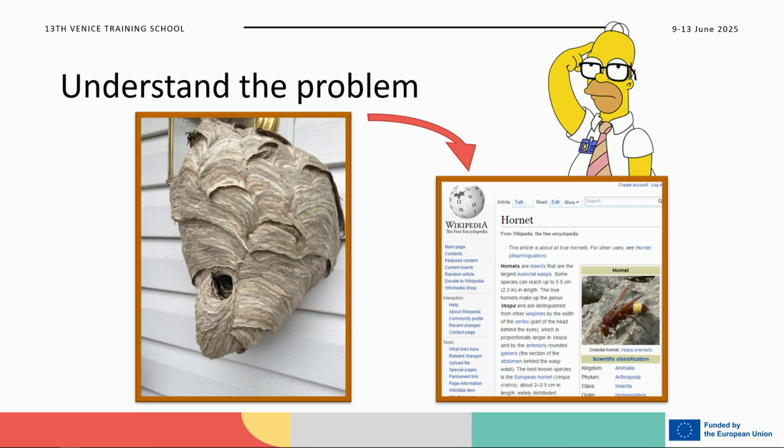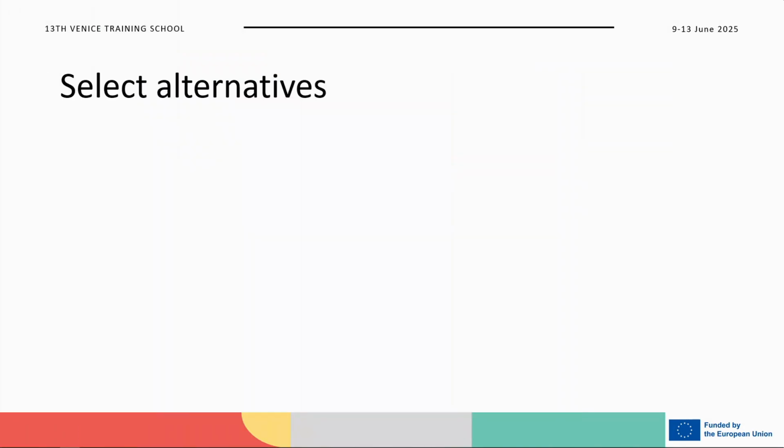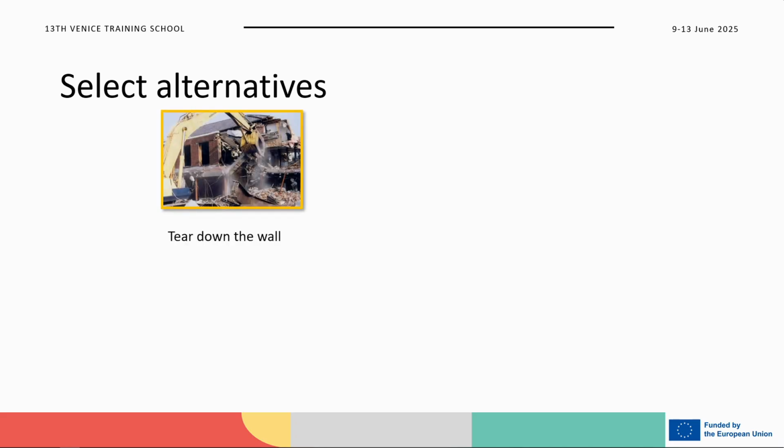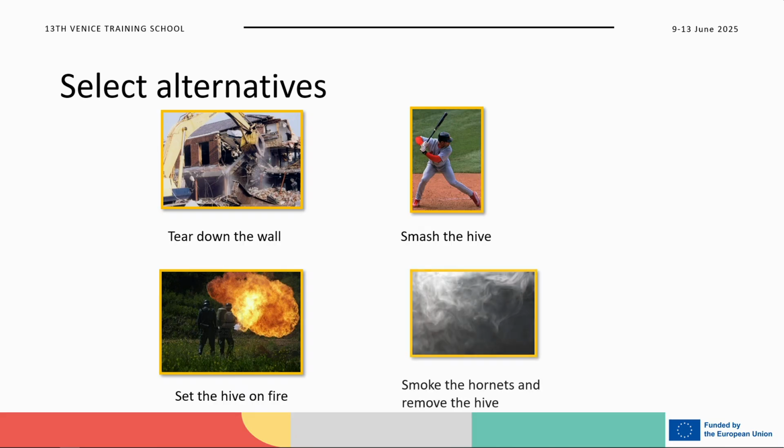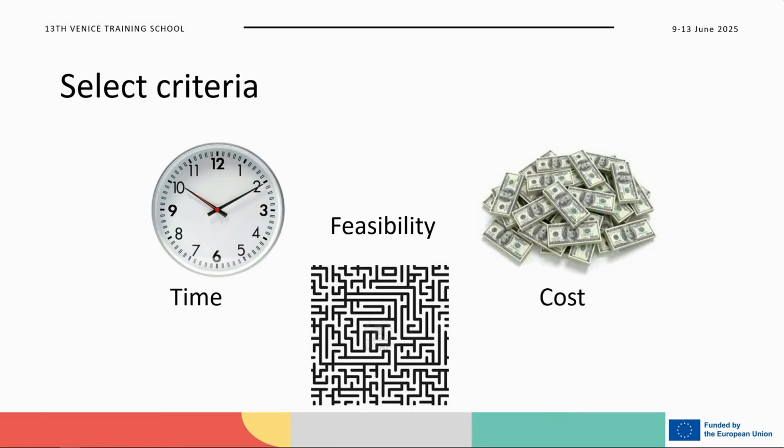Then he should select alternatives. So what should he do to get rid of it? He should tear down the wall of the house, and the hive is gone. He can smash the hive, and it would be nice, probably. He can set it on fire, of course. Or he can smoke them, and they fly away, boring, but might work. So now he has different alternatives to select, and he needs to choose a way to decide.